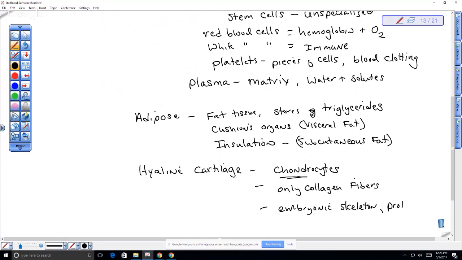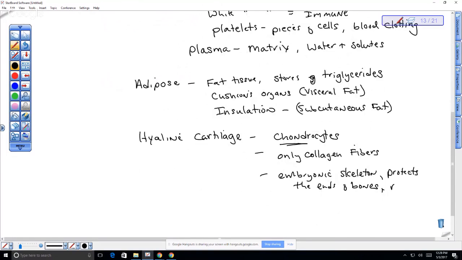It protects the ends of bones. Sometimes when you get arthritis, the hyaline cartilage gets destroyed and then you have bone rubbing on bone, and that's a really bad thing, okay? And another place where it is found is the rings in the trachea. So I think most of the slides we looked at were actually tracheal, and then we saw that there was a ring of hyaline cartilage. Okay, so that is connective tissue.